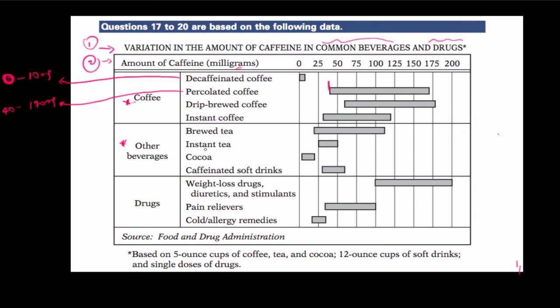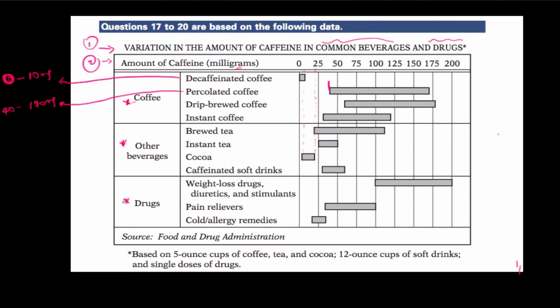So this is the variation. Instant tea, this is the variation. Cocoa, this is the variation. You can see cocoa lies between 5 and 20. Just projecting that up, you can see the variation. So this is around 5 and this is around 20.